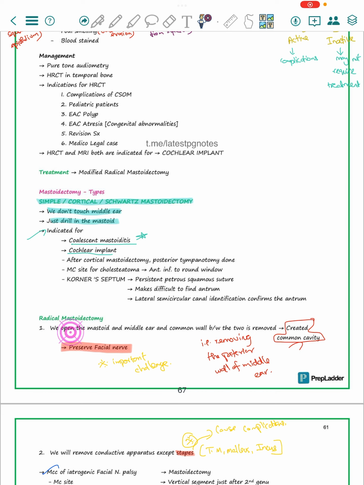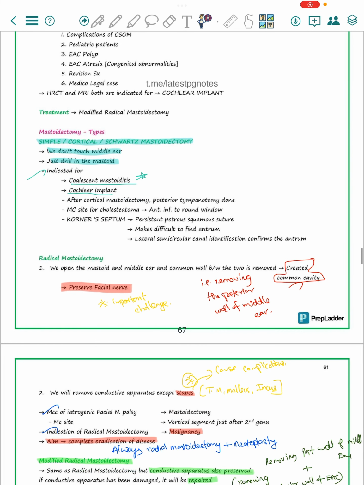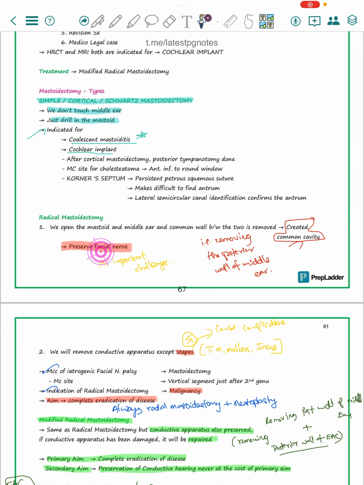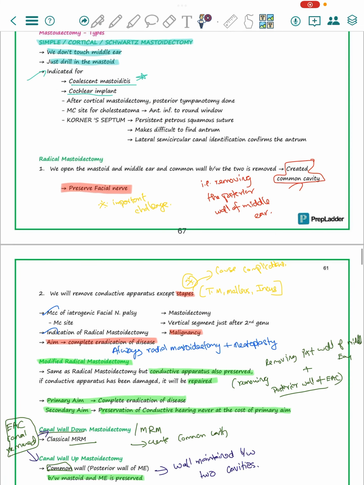In this condition we open the mastoid and middle ear as well, and we create a common wall between the mastoid and middle ear. The common wall is also removed, so a large cavity or common cavity is created as the posterior wall of the middle ear is removed. But very important, the facial nerve is to be preserved. The most common cause of facial nerve palsy is iatrogenic, that is during surgery it may be mistakenly removed or cut off.